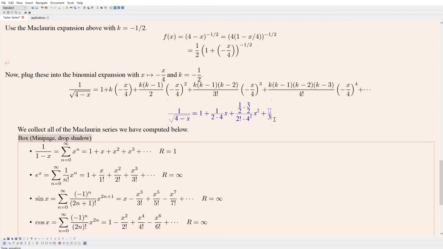Anyway, so 3 factorial, 4 cubed, x cubed. -1 cubed is negative. So negative 1, 2, 3, 4 negative signs, so that's all going to be positive. So -1/2 minus 1 is -3/2. Minus 2, that's -5/2.